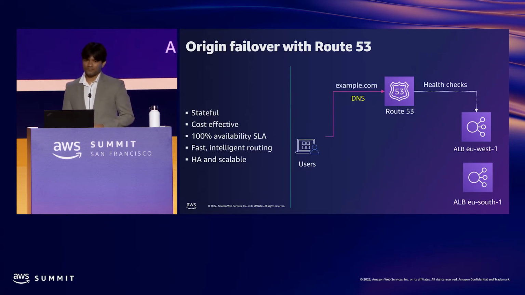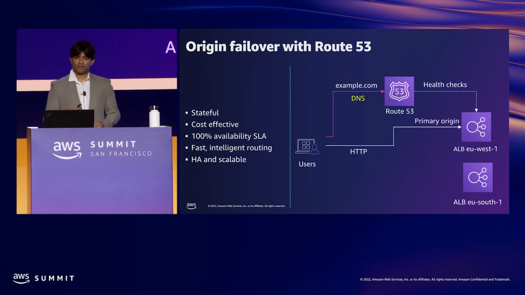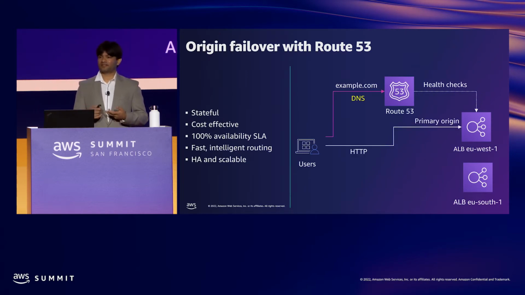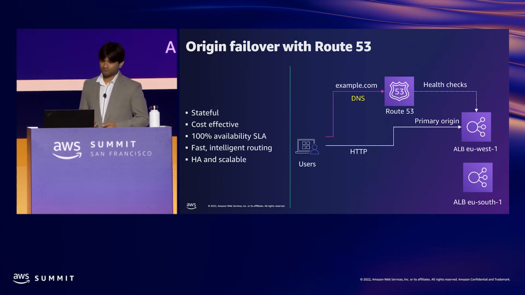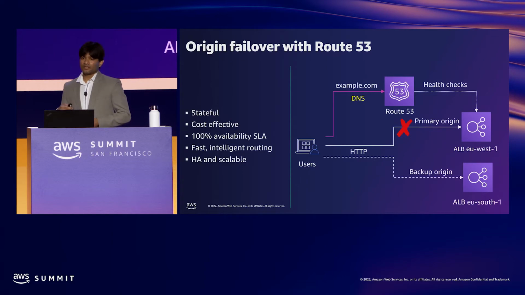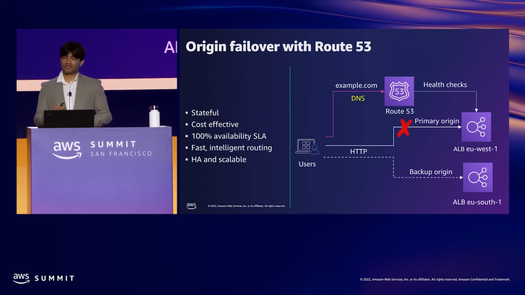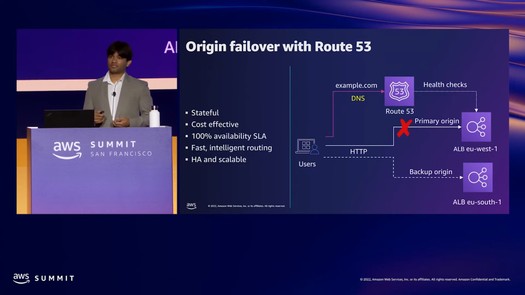Now say there's a request coming in for example.com. Route 53 resolves the IP address of the primary origin, and that's where the traffic is sent to. If the primary is down for some reason, the health checks will detect that, and then Route 53 will just resolve to the IP address of the backup origin. And this will be a seamless experience for the end user.